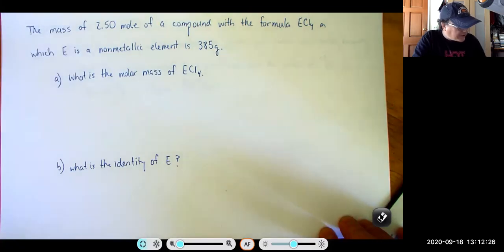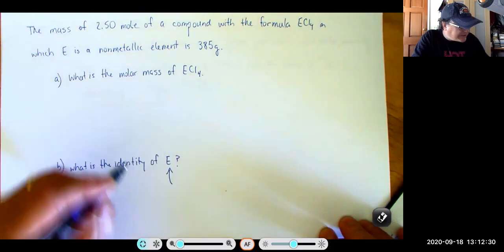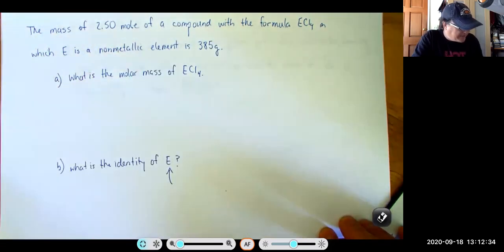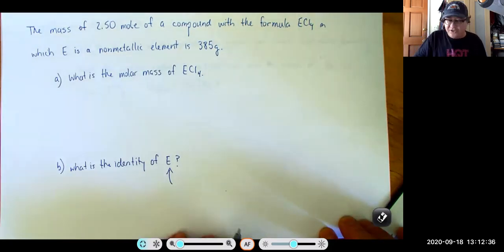Let's just take a quick look at this problem. What is the identity of E when this is a compound and E is a non-metallic element? What do we think E is going to be?